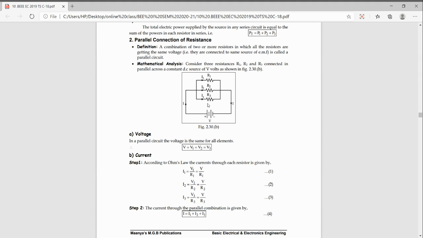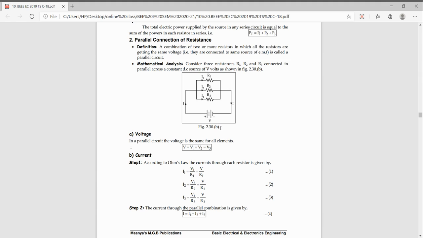Okay. So for series connection, the current will be the same, and for parallel connection, the voltage will be the same. So you have to remember this point. From the definition, in a parallel circuit the voltage is the same for all the elements. So at R1 we will get V1, at R2 we will get V2, at R3 we will get V3. So V1 is equal to V2 is equal to V3, which is equal to the total voltage V. As it is a parallel connection, all the voltages are equal.